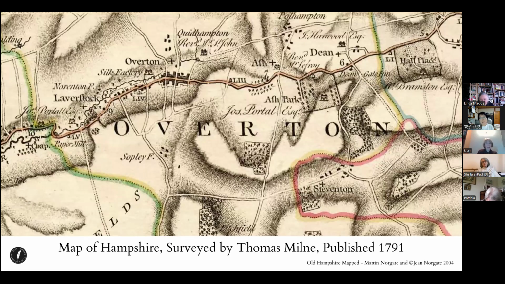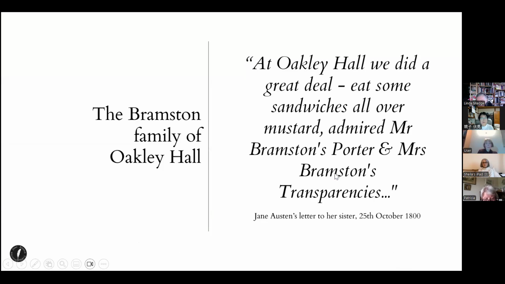So the Bramstons were another of the landowning families. And here on the map, if you can see my cursor, this is Hall Place, where they lived, also known as Oakley Hall. And you can see the Bramston name here. And you can see just how close this is to Steventon. So the Austens were frequent visitors to Oakley Hall.